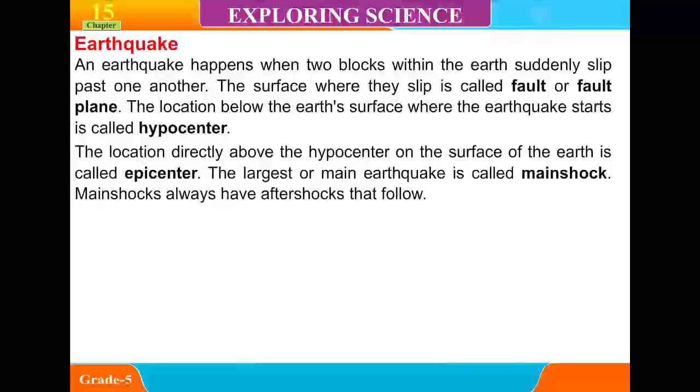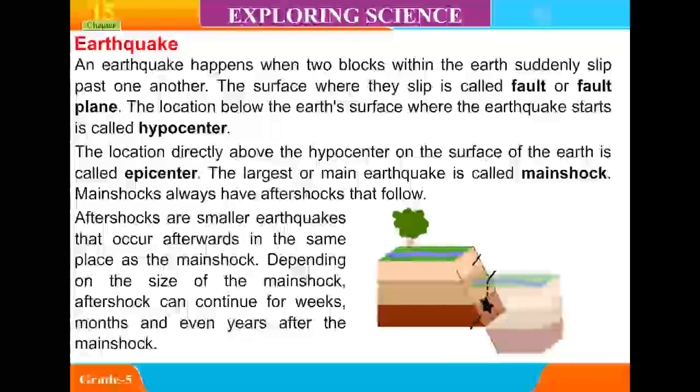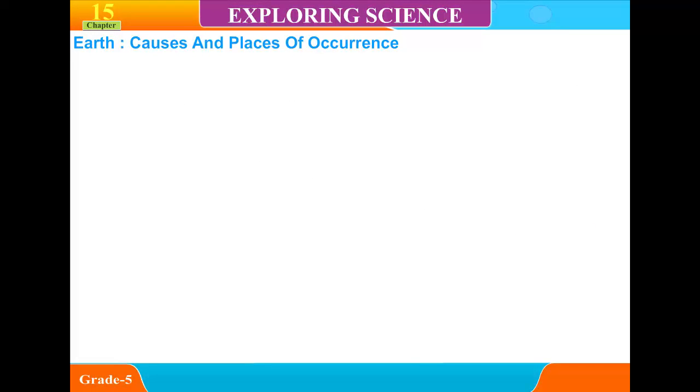Main shocks always have aftershocks that follow. Aftershocks are smaller earthquakes that occur afterwards in the same place as the main shock. Depending on the size of the main shock, aftershocks can continue for weeks, months, and even years after the main shock. Hypocenter, epicenter, fault plane, earth, causes and places of occurrence.